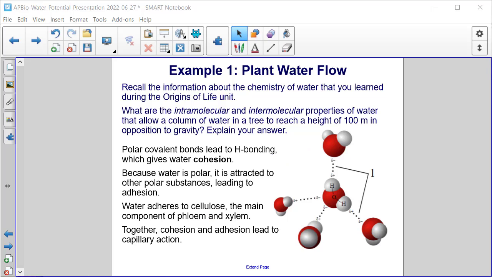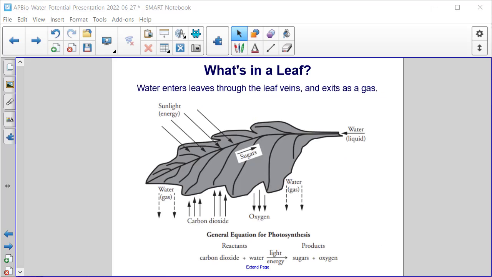The polar covalent bonds in a water molecule lead to hydrogen bonding, which gives water cohesion. Because water is polar, it is attracted to other polar substances, leading to adhesion. Water adheres to cellulose, the main component of phloem and xylem. Together, cohesion and adhesion lead to capillary action.